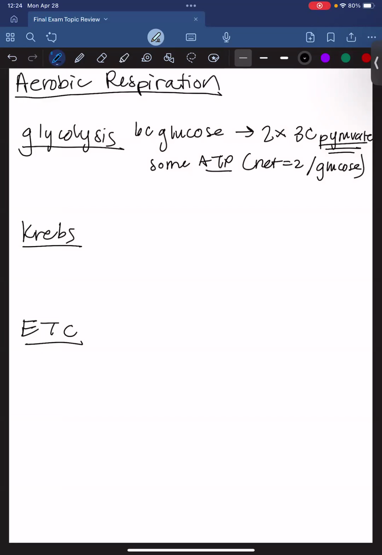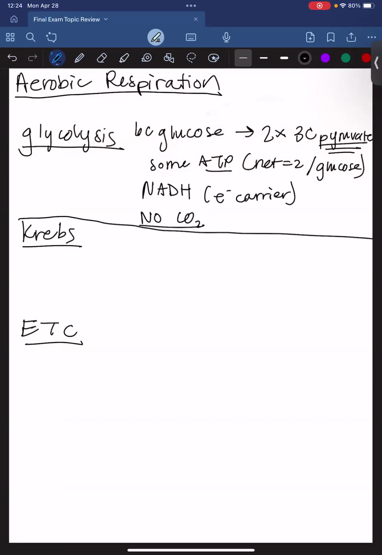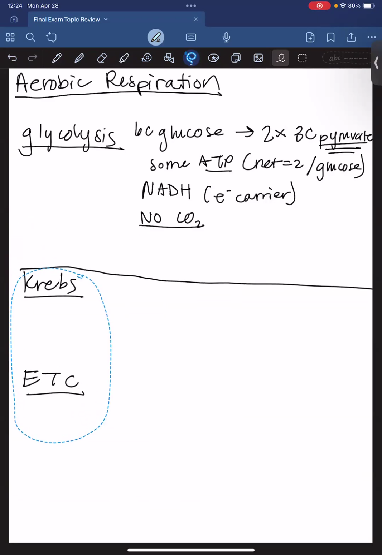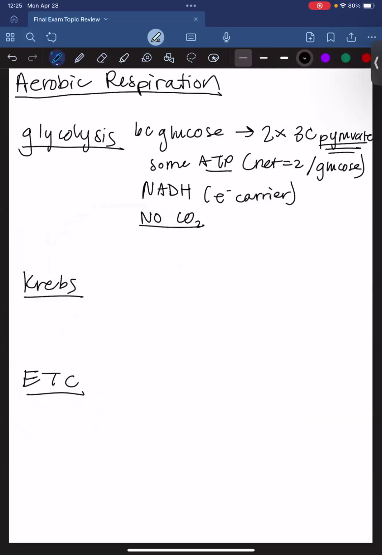Do we make anything else? Does anybody remember? We also make this. Do we make carbon dioxide in glycolysis? Right, excellent. All right, Krebs cycle. That's where you make the bulk of your... so it's not where we're gonna make our ATP. Okay.